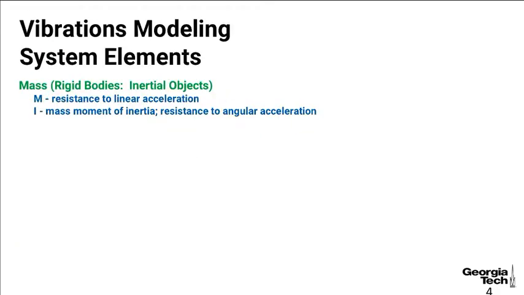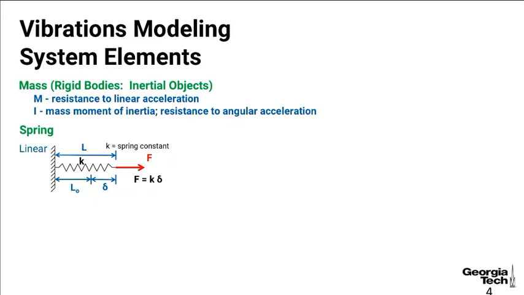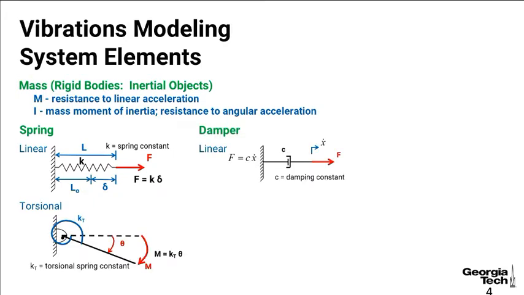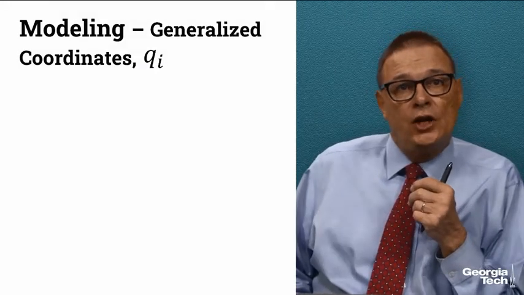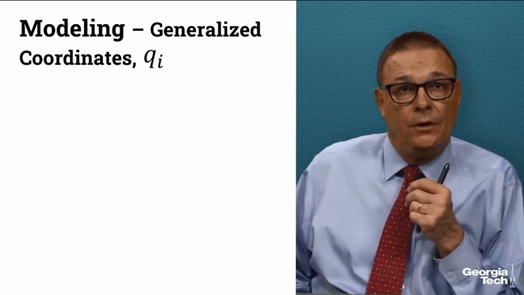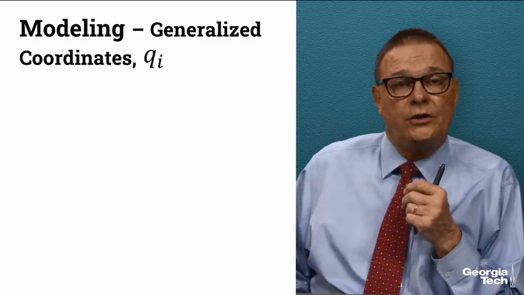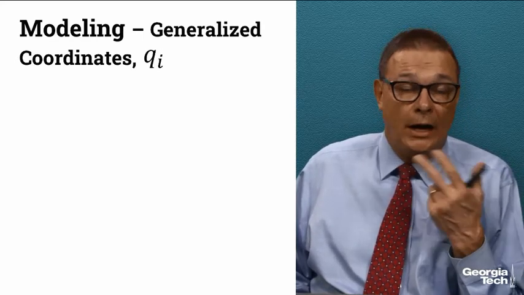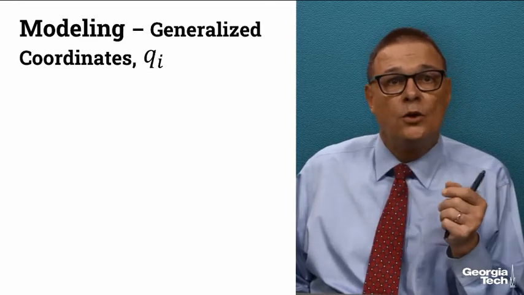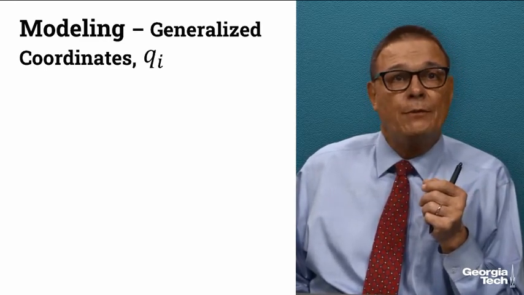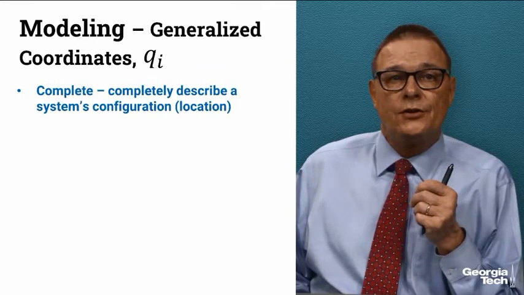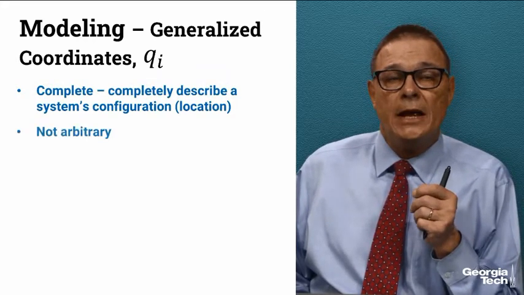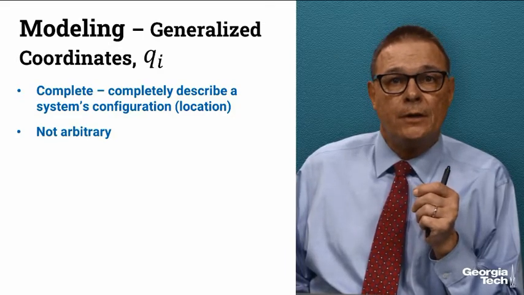Mass, we talked about earlier. We talked about linear springs, torsional springs, linear dampers, and torsional dampers. And so in modeling, we have to use a generalized coordinate. And these generalized coordinates can go from qi, i equals 1 through however many coordinates we need to describe the system. So these generalized coordinates will completely describe a system's configuration or location, and they can't be arbitrary.